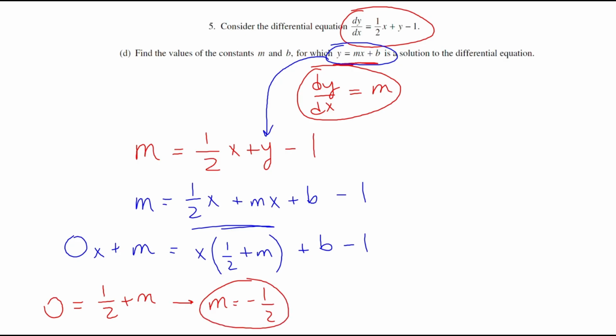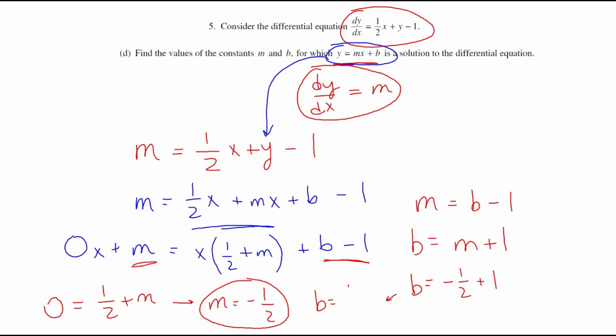Well, the constants also have to equal each other, so m has to equal b minus 1. So b should equal m plus 1, or b is going to be negative 1/2 plus 1, so b will be 1/2. And they gave you 2 points there, 1 for each of the two different values in the end, for negative 1/2 for m and 1/2 for b.